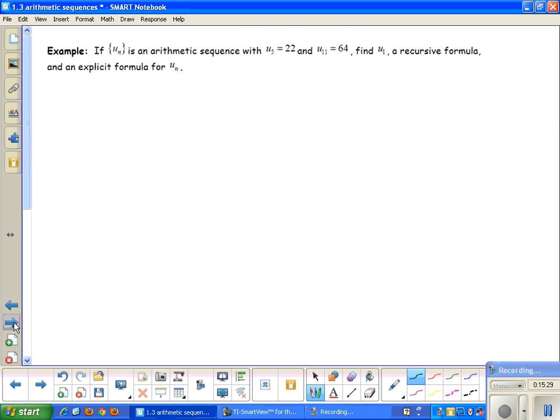Let's see. So why don't you guys do this next problem and we will go over it in class. So it's kind of like the last problem that we just did.